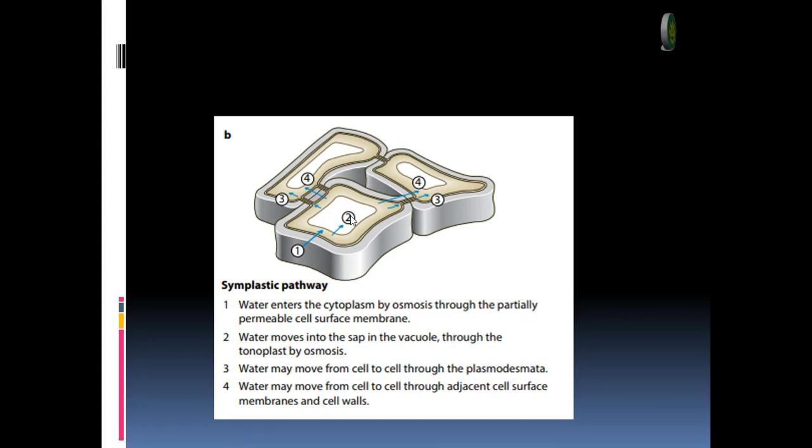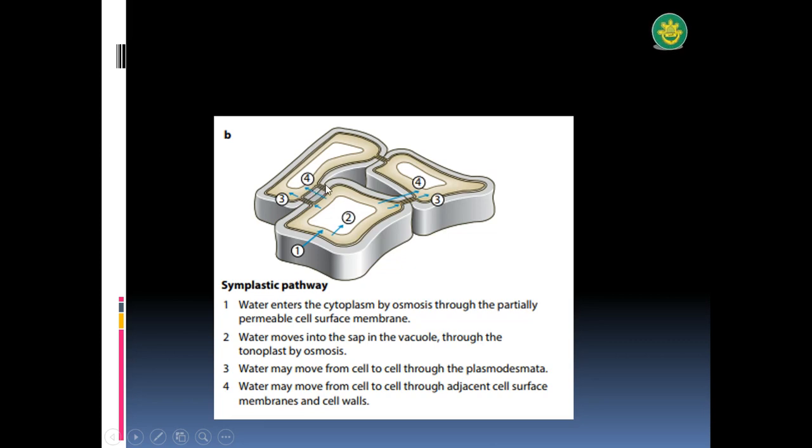So if you look at the descriptions that we have here, water enters the cytoplasm by osmosis through the partially permeable cell surface membrane. Water moves into the vacuole through the tonoplast. Tonoplast is the membrane of the vacuole, and since it moves through these membranes, it needs to undergo the osmosis process. Then water may move from cell to cell through plasmodesmata.